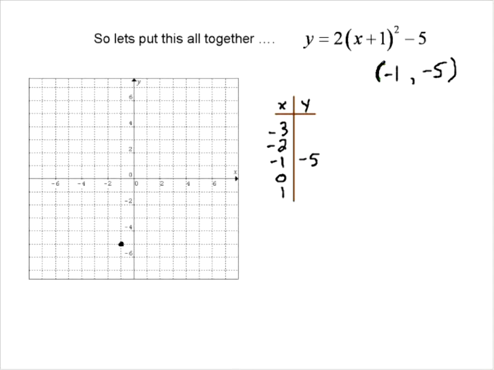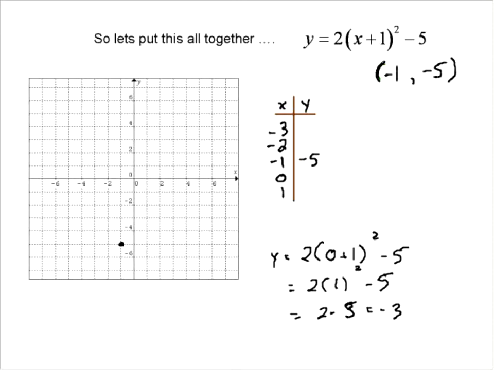So let's do the calculations here. So we're going to figure out what y is. Let's put 0 in. 0 plus 1 squared minus 5. Of course, it's going to be 2 times 1 squared minus 5, which is 2 minus 5, which is -3. So we're at this point, -2, -3. And we know that it's symmetric, so I can put in both values.